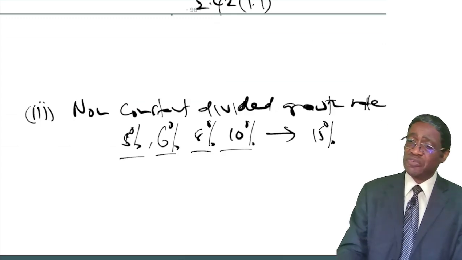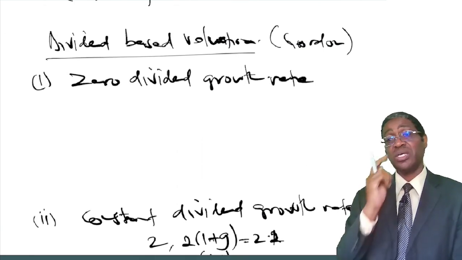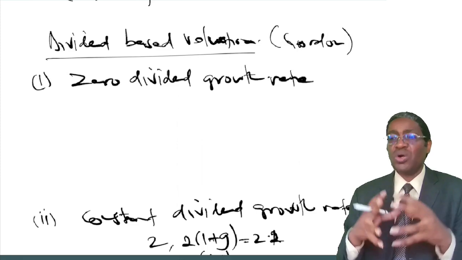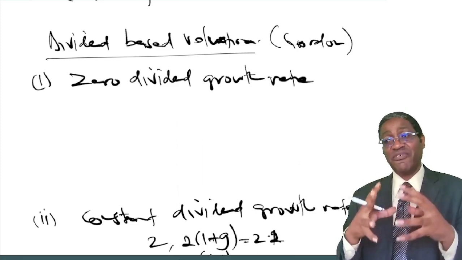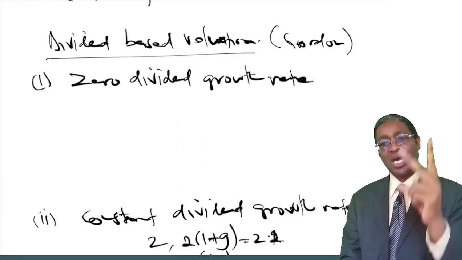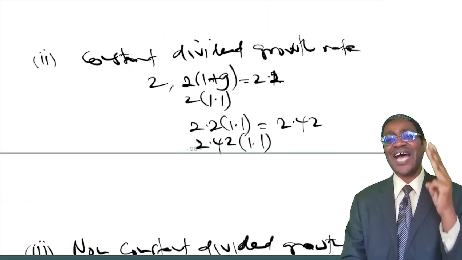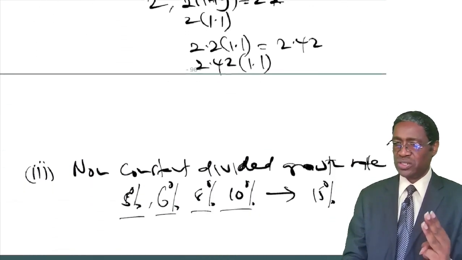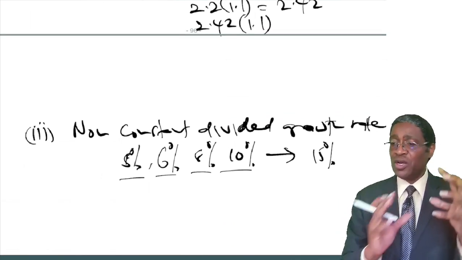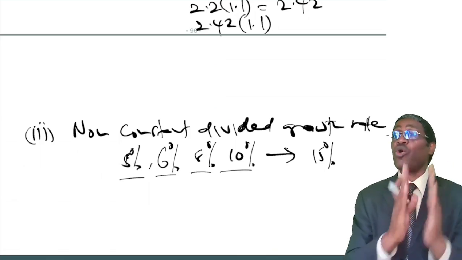So Gordon classified the shares into these 3 categories. For us to value the shares, you have to know under which category they fall. Are they falling under zero dividend growth? Are they falling under constant growth rate? Are they falling under non-constant growth rate? I've explained the concept behind the non-constant growth rate, where the dividends are growing in the first few years. They are growing by a non-constant rate.